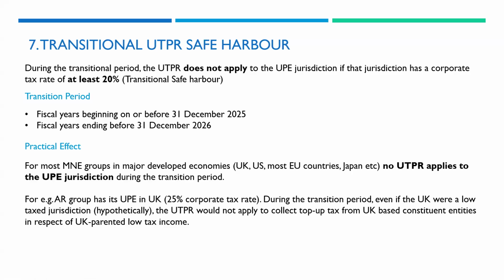Let's say that the headquarters, or the UPE, is in the UAE, and the constituent entities are in Germany, France, etc. Now the UPE itself does not have a qualified IIR status, right? And the tax rate is 9%. So the constituent entities will collect the tax of UTPR for the untaxed portion from the parent entity also, if it does not have a qualified IIR status or if it is falling behind.